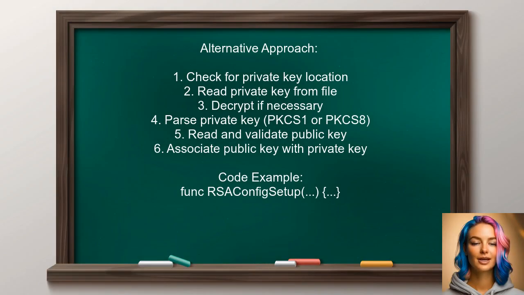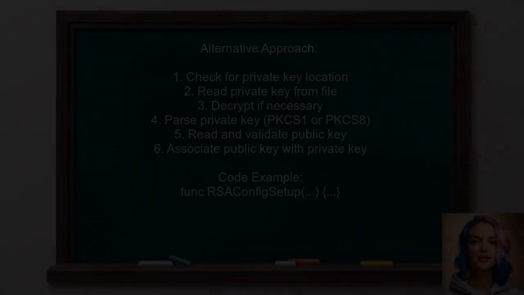This user provides a comprehensive method for reading RSA keys from files. They start by checking if a private key location is provided. If not, a temporary key is generated. The private key is read from the specified file, and if it's encrypted, a passphrase is required to decrypt it. The code then attempts to parse the private key, handling both PKCS1 and PKCS8 formats. If successful, it reads the public key in a similar manner, ensuring it's in the correct PEM format. Finally, the public key is associated with the private key before returning it.